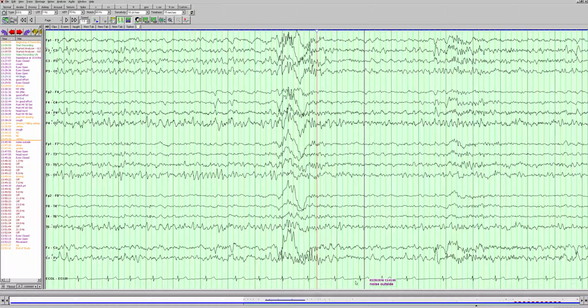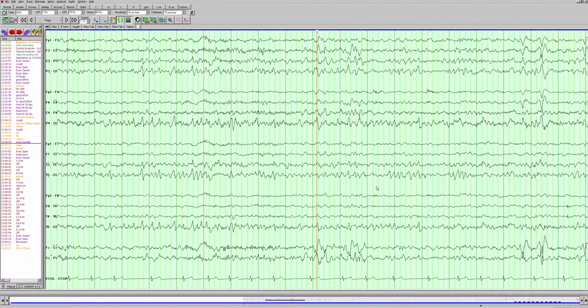And this is interesting here. The technician wrote noise outside. Now K-complexes got their name from K is from knock complexes, because they noticed that when there was a knock at the door, these would occur. And so it's thought that these can be activated by exterior noise. So that's very interesting that that was noted there.